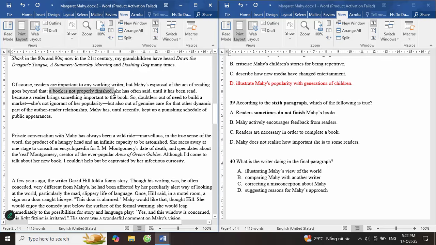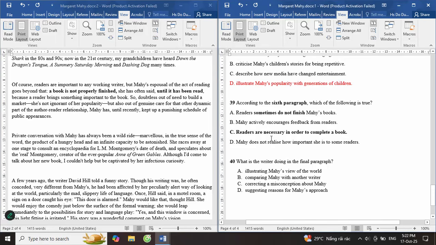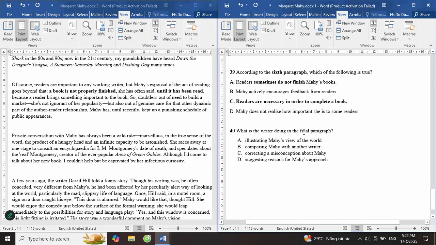She said a book is not properly finished until it has been read. Because of this, I think C would be the correct answer. Because it's the exact same meaning, right? A book is not properly finished until it has been read. Meaning even though she finished writing, the book is not finished until some reader reads it. 40, final paragraph.